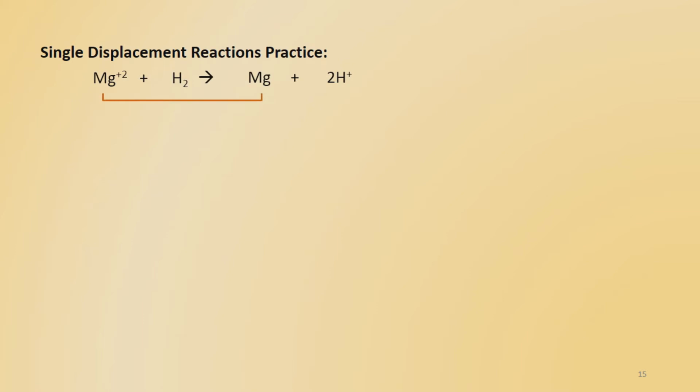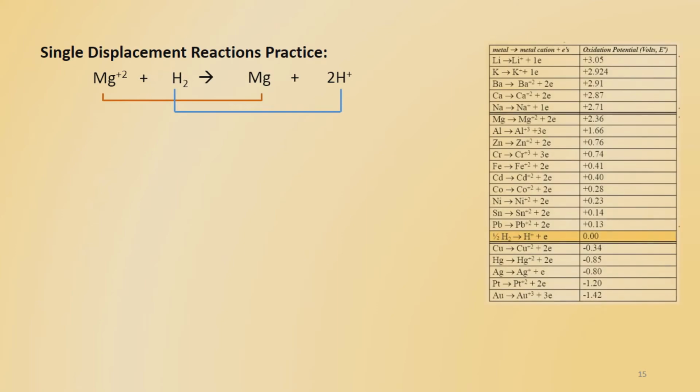Now, magnesium ion would be reduced, gaining 2 electrons to form magnesium metal. At the same time, hydrogen, the element, would be oxidized to H+. Let's check the activity series table and see about the favorableness of these reactions. So magnesium ion gaining 2 electrons, going from right to left, being reduced to magnesium, well, that would be unfavorable. We'd have to reverse the sign because we reversed the direction of the reaction, negative 2.36 volts.